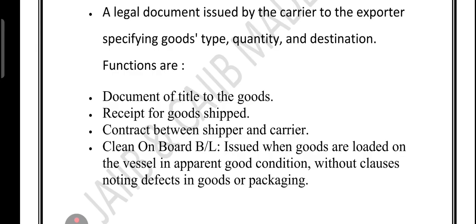So let's quickly summarize crystallization. I told you, it means converting the export bill from foreign currency to INR to shift the exchange rate risk from the bank to the exporter. It is done 15 days after the due date, at the TT ceiling rate. Early crystallization is possible with a written request, and the bill of lading is the legal document showing the goods' details. It acts like a title, receipt, and contract.